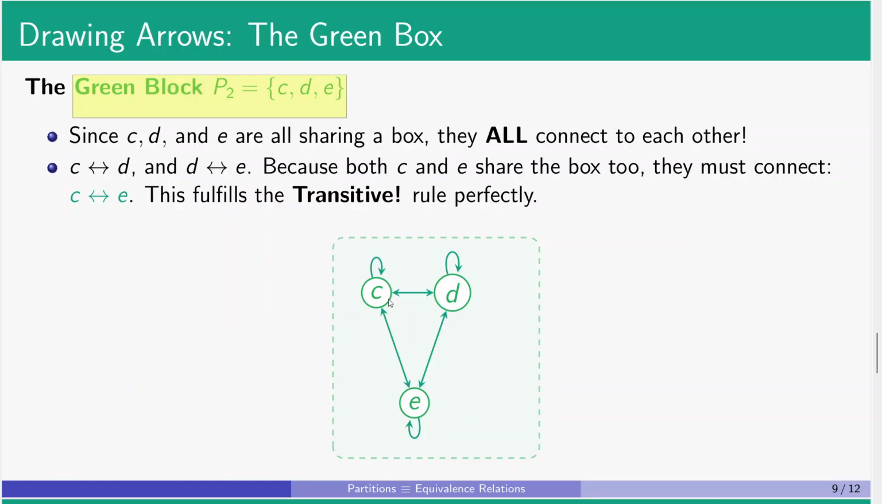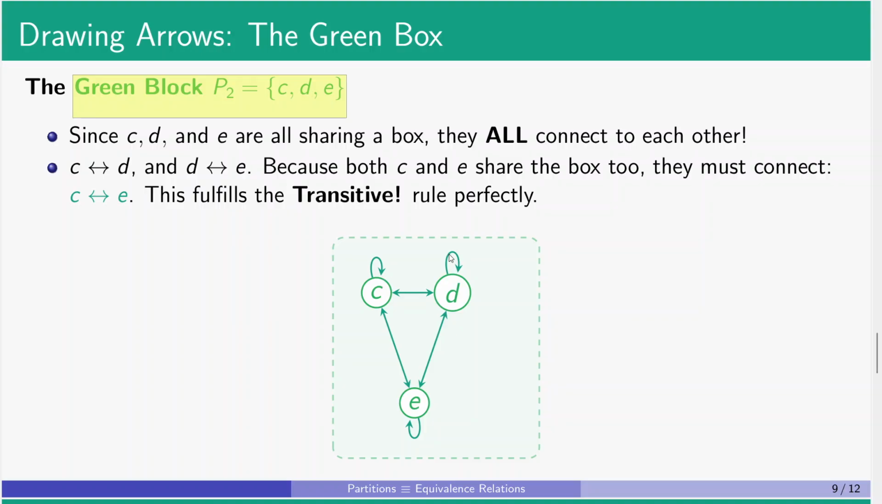C is in the same box as D, so we draw a double arrow between C and D. D is in the same box as E, so we draw a double arrow between D and E. C is in the same box as E, so we draw a double arrow between C and E. And of course, each of C, D, and E gets a self-loop.